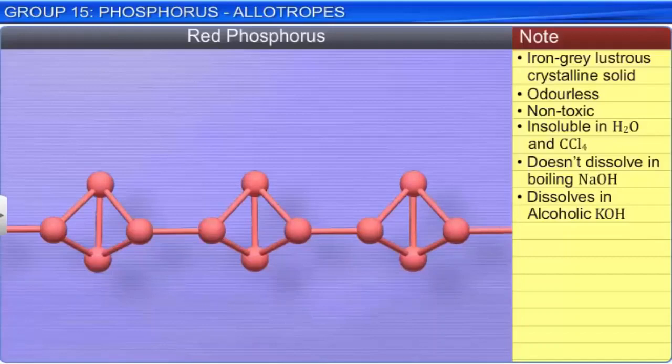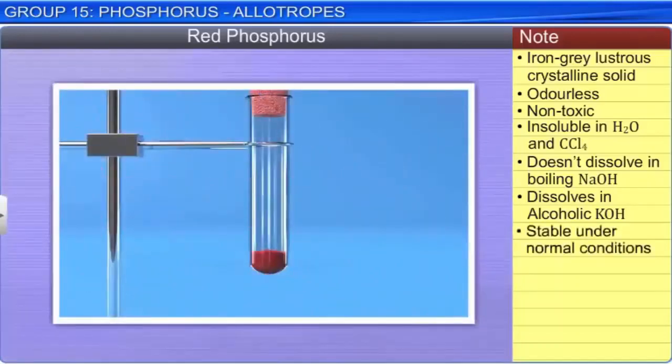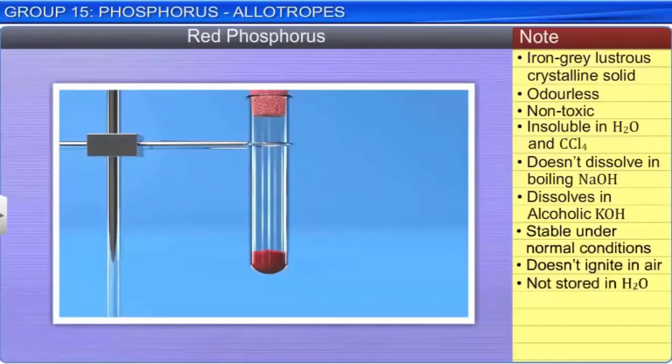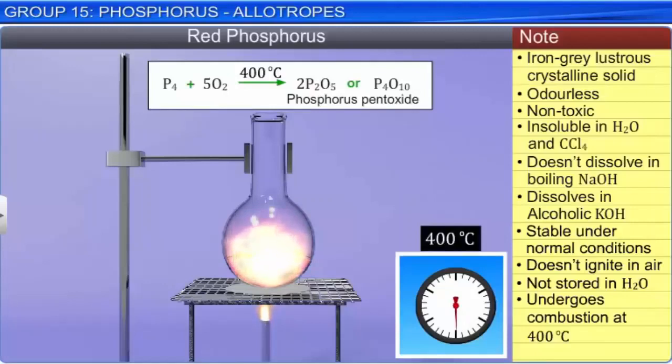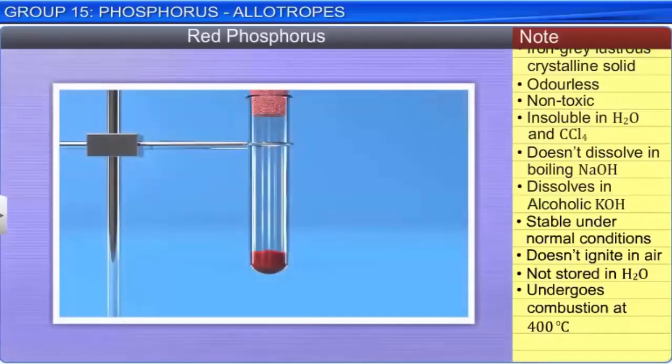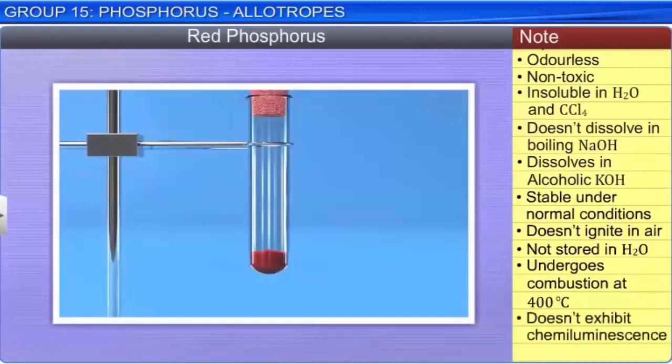Hence, it is stable under normal conditions and doesn't ignite in air. It is therefore not stored in water. It undergoes combustion only when heated to about 400 degrees Celsius. Note that red phosphorus doesn't exhibit chemiluminescence.